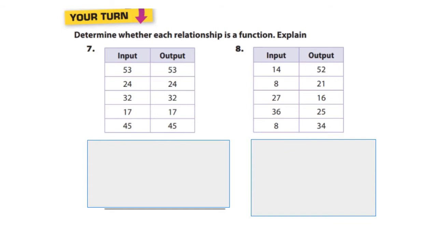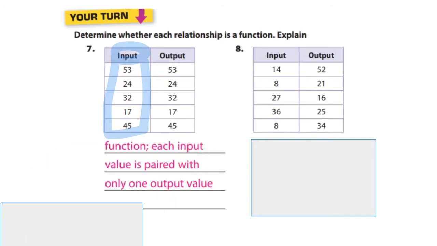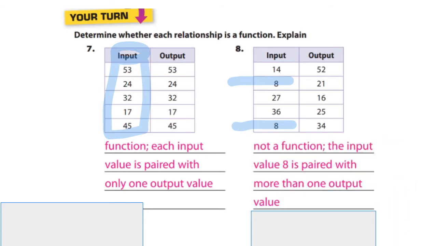Okay, looking at problem number 7. Keep in mind we only focus on the input. Is anything here being used more than once? That answer is no. It is a function. Each input value is paired with only one output value. On problem 8, take a look at your inputs. You should discover that the 8 is used more than once. That's not permitted, so this would not be a function. The input value 8 is paired with more than one output value.